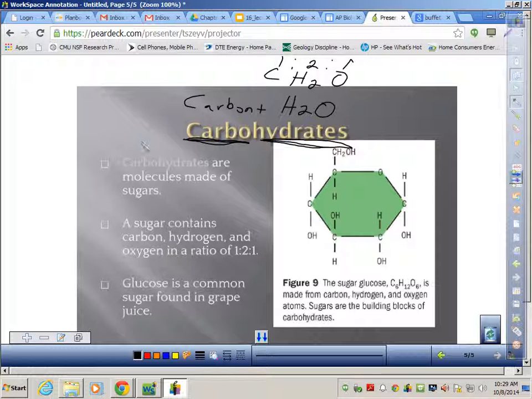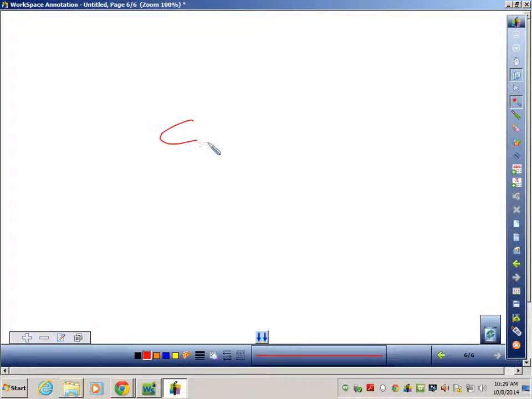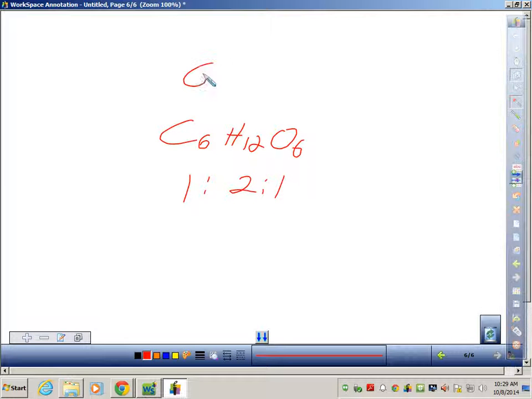So let me give you one example of a carbohydrate. It's glucose. It's right here, okay? And I'm going to draw out the formula for glucose. And my pen is working. C6H12O6. Is this a 1 to 2 to 1 ratio? Yeah. This is known as glucose. Glucose is a monomer of carbohydrates. Makes sense.